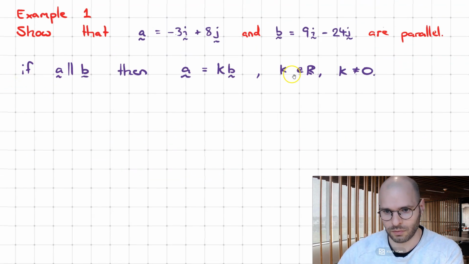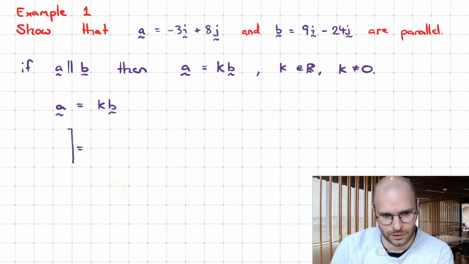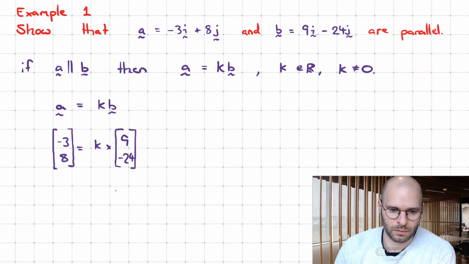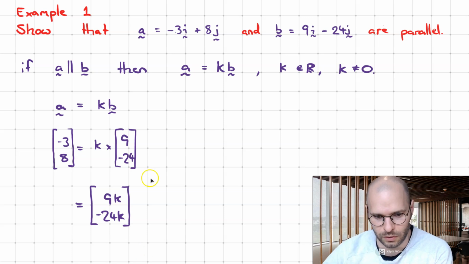Alright, working with what we have here. a happens to be a scalar multiple of b. Writing this out with the values in, I will convert both of the vectors into component vector form, and we'll have negative 3, 8 on the left, and k times 9, negative 24 on the right. Okay. Now what I'm going to do is bring the k inside of the vector on the right, which gives me the following.